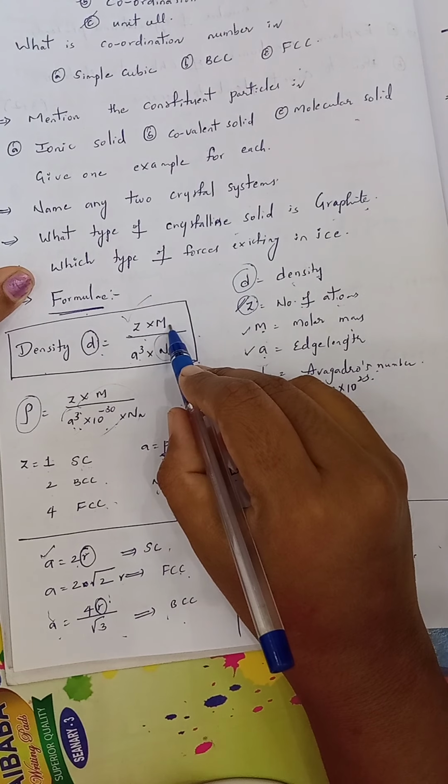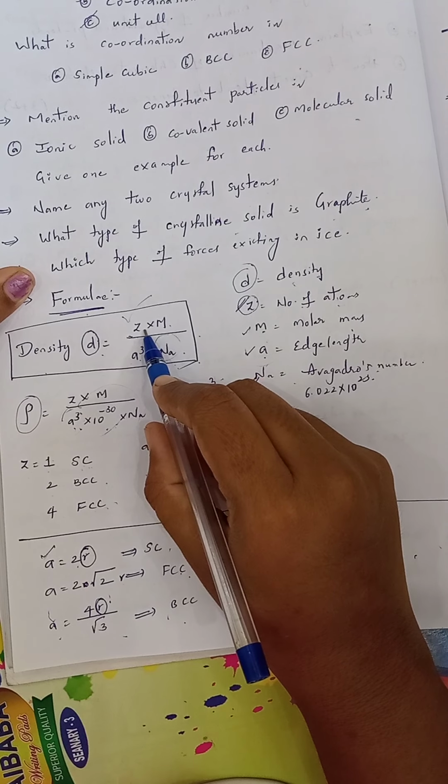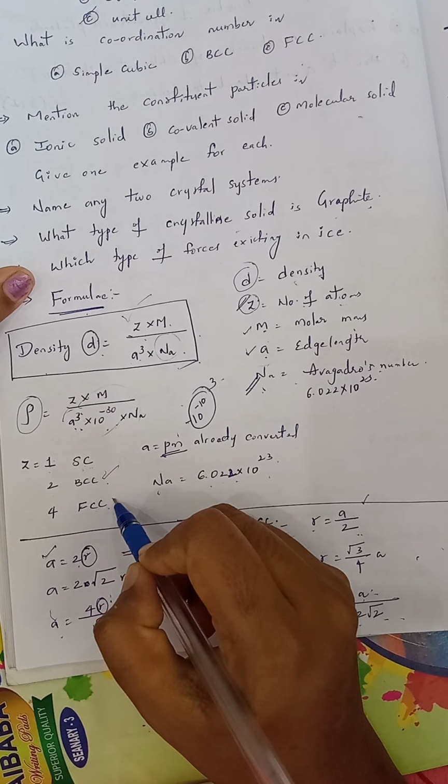Here M is nothing but atomic mass or molar mass of a substance or unit cell. Z is nothing but number of atoms present in the unit cell. Z value for SC is 1, Z value for BCC is 2, Z value for FCC is 4. And edge length is given in the formula. Na value is a constant value, that is 6.022 into 10 to the power of 23.